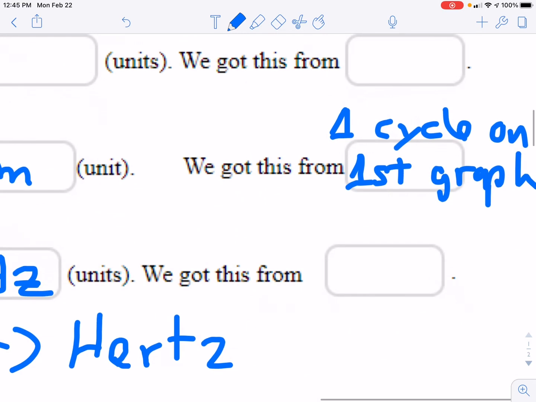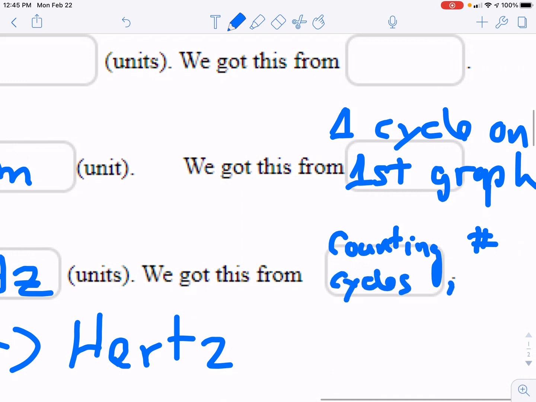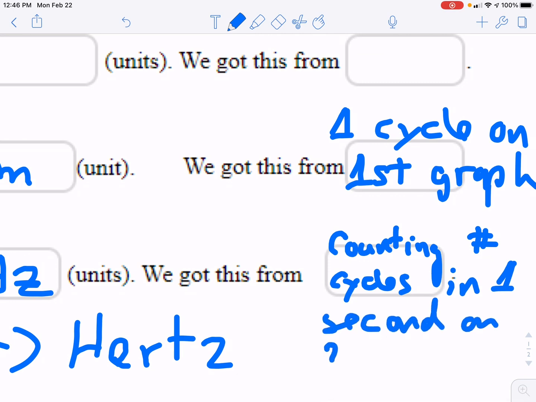And we got this by counting the number of cycles in 1 second on the second graph.